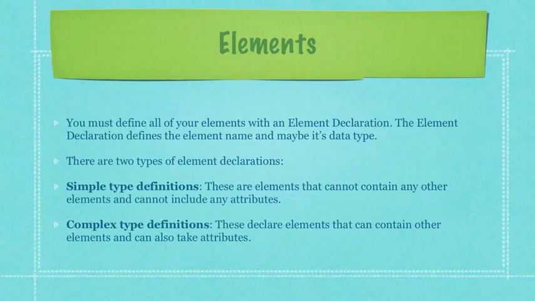The element declaration defines the element name and maybe its data type. There are 2 types of element declarations. The simple type definitions. These are elements that cannot contain any other elements and cannot include any attributes. Complex type definitions, on the other hand, declare elements that can contain other elements and can also take attributes.